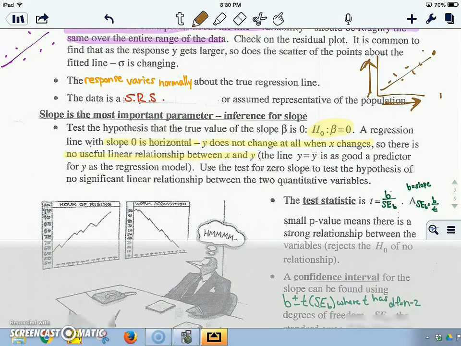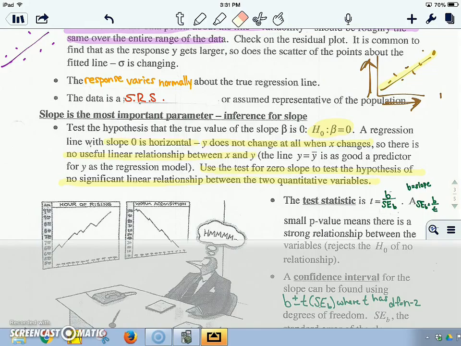So what we're going to do is test for 0 slope, and we're going to use that test to test the hypothesis of no significant linear relationship between two quantitative variables. In other words, our null hypothesis is that the slope is equal to 0. There is no relationship. Then our alternate could be that it's greater than 0, so there's a positive relationship. Or that it's less than 0, so there's a negative relationship. Or that it's just different from 0.